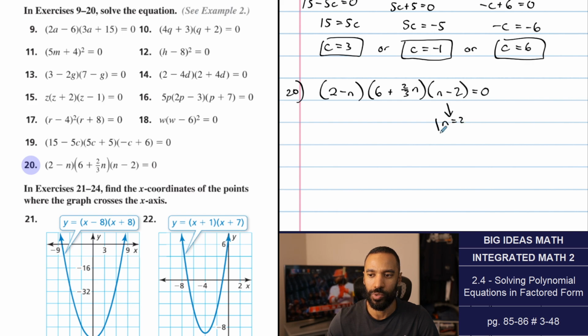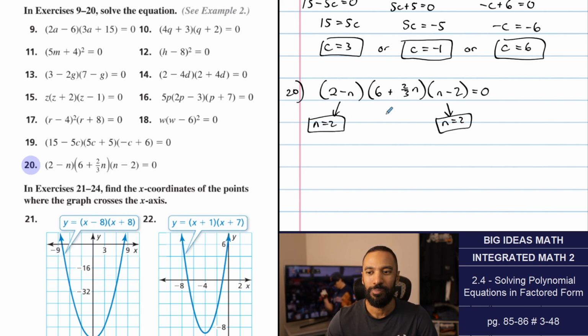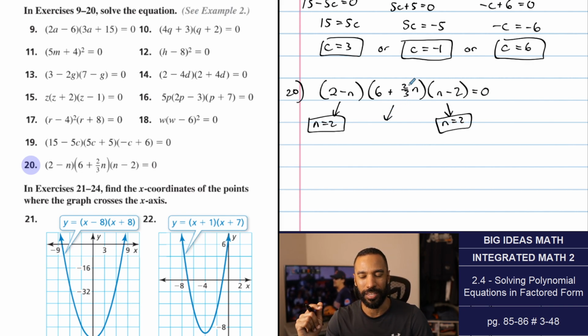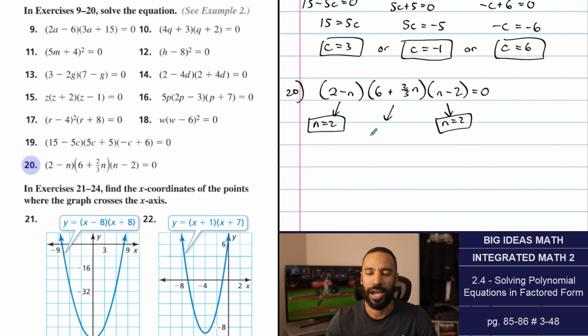n equals 2 is one of them. Maybe you can notice here that n equals 2 is once again showing up, right? 2 minus 2 would give me 0. Pretty straightforward. This one maybe not as straightforward. Even I myself thought about it. I think it's -9. Got it for a second, but let's set that one equal to 0, and let's talk about how to solve with that fraction.